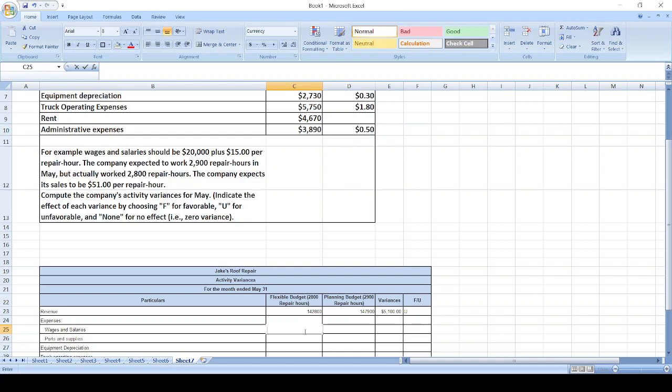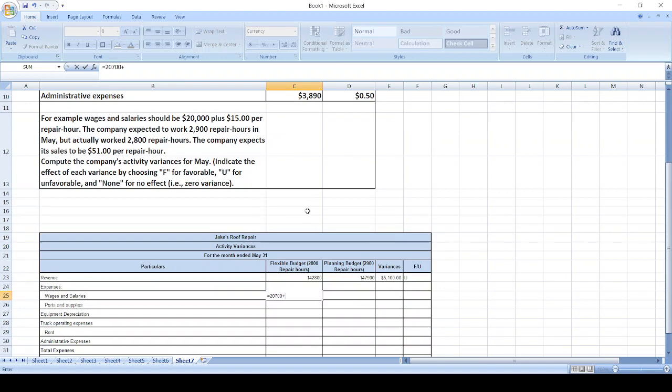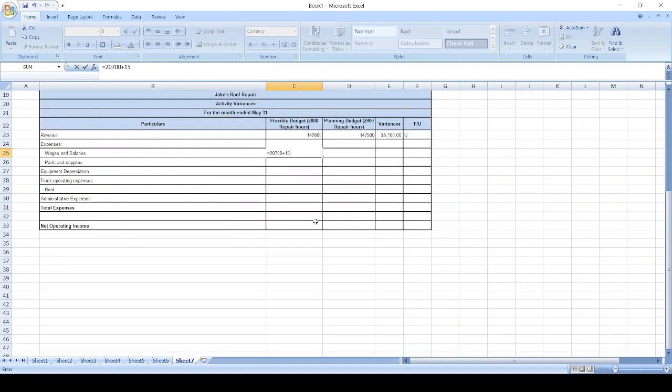Now we will calculate wages and salaries. It is equal to wages and salaries $20,700 fixed plus $15 per hour into 2,800 repair hours. For the planning budget, $20,700 plus $15 into 2,900 repair hours. Here the variance is equal to 64,200 minus 62,700. It is favorable because actual wages and salaries are lower than planning wages and salaries.